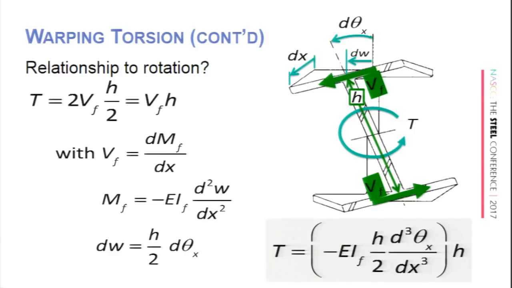Okay. So we finally, in substituting then for dw into this expression, h over 2 times the first derivative of the rotation, which is curvature, we can then get to this expression. So our torque is now equal to minus EIf times h over 2 times the third derivative of the rotation over dx cubed times the distance between the two flanges, the h.